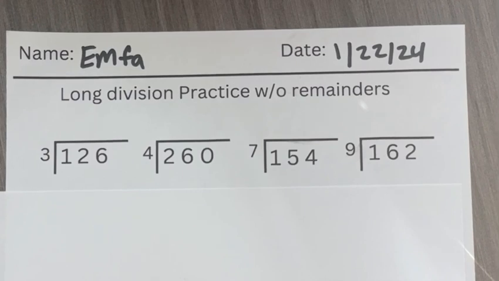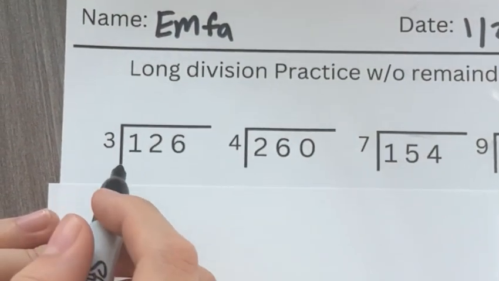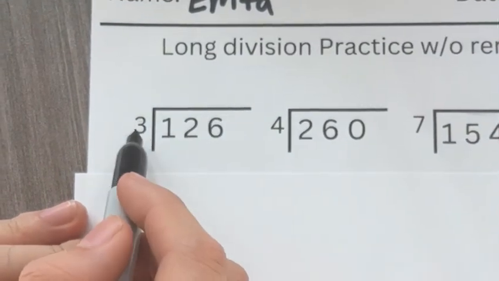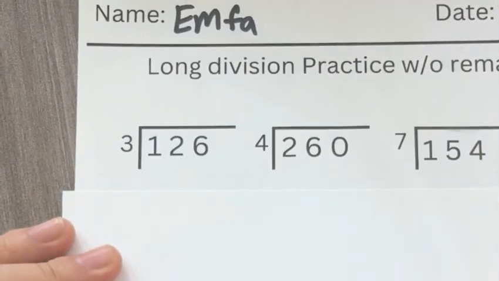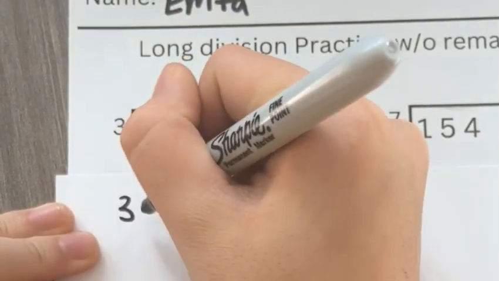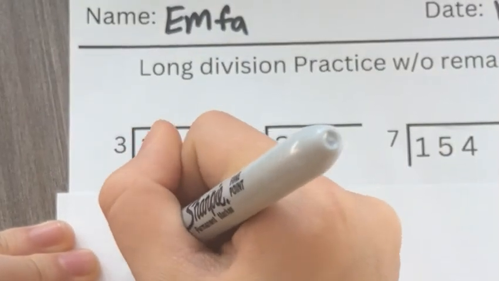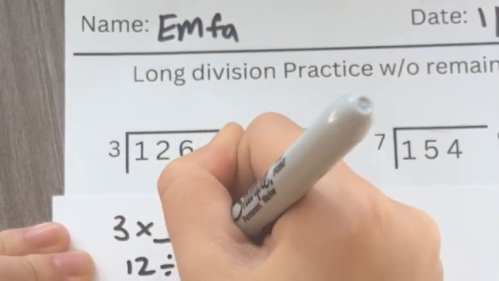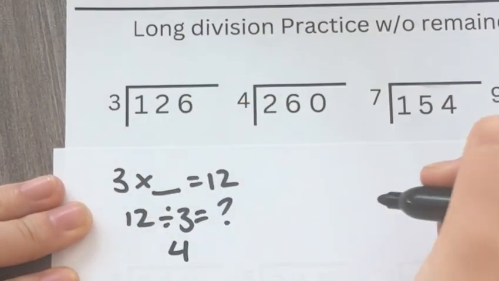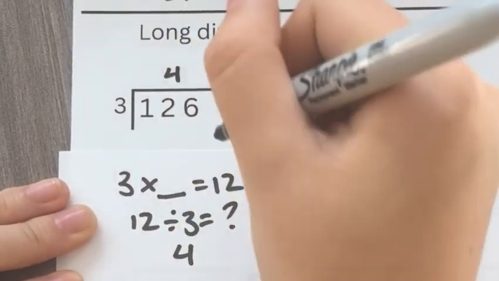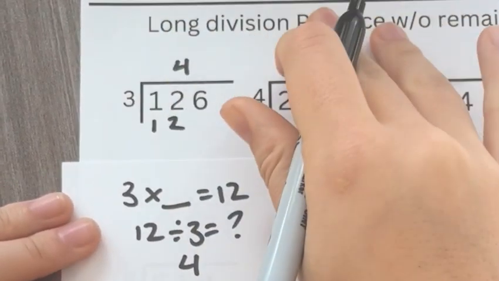126 divided by 3. So how do we do it? We have to see what goes into the first number. Now 3 doesn't go into 1, so we just go to 12. What we do is 3 times what equals 12, or 12 divided by 3 equals what? We know that is 4, right? So we put 4 up here. 3 times 4 equals 12.